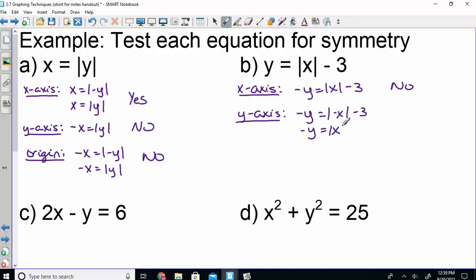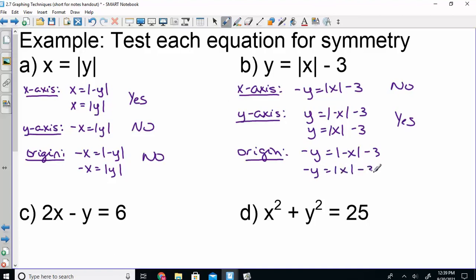So the absolute value of a negative is positive. Oops. We said to only make our x negative. So does that turn back into the original? Yes. So that one is symmetric to the y. How do we check origin? Both negative. The y and the x. So is that one a yes or a no?